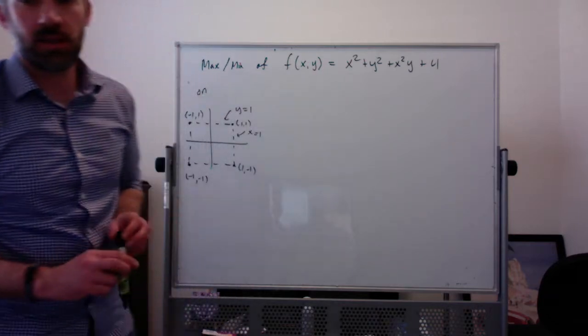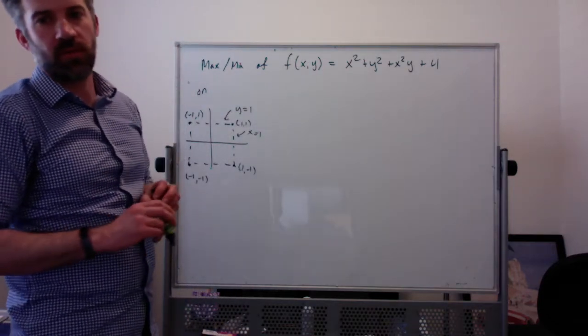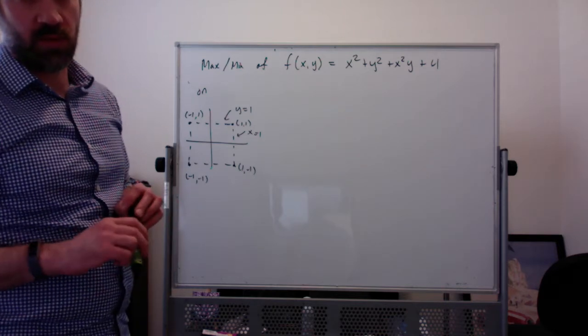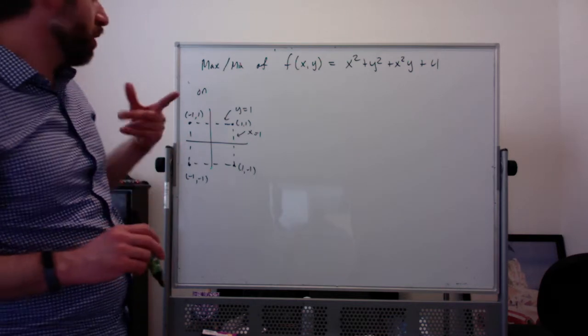Everybody, for 17C, here is a video similar to a problem from Rademacher's homework number 4. We're trying to find the maximum and minimum of a function, but on a closed boundary.